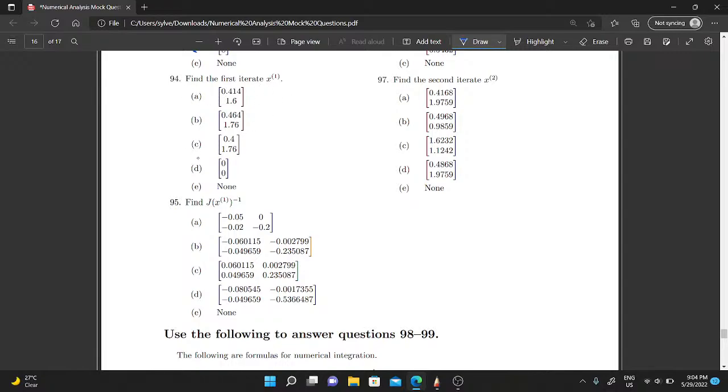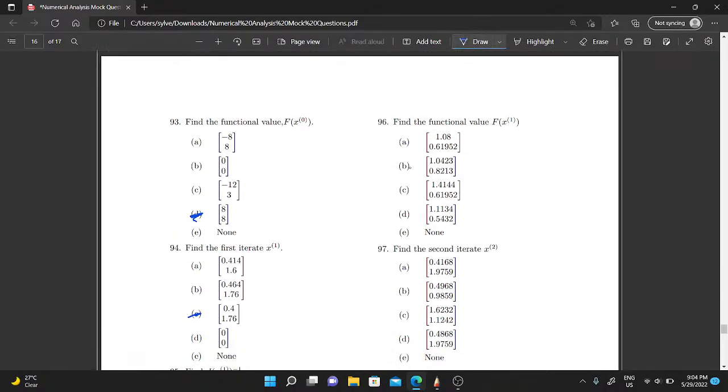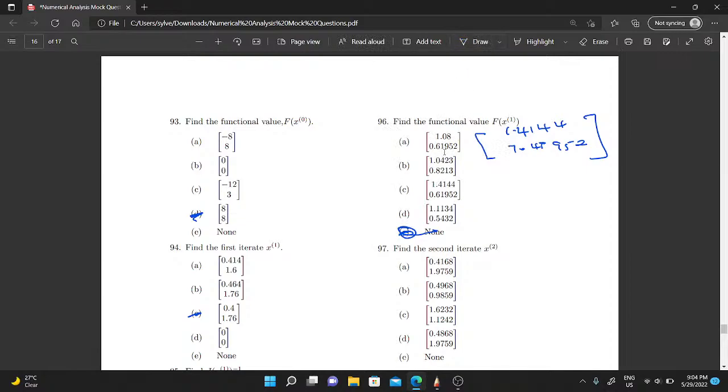For 94, when we did the first iteration, we got C. Great news. For 95, we got A. For 96, we got E, right? None. Because the answer we got actually was 1.414747.4419.52. That's what we got, and it's not part of the options, so we chose E. All right. Okay, so we got E for 96.